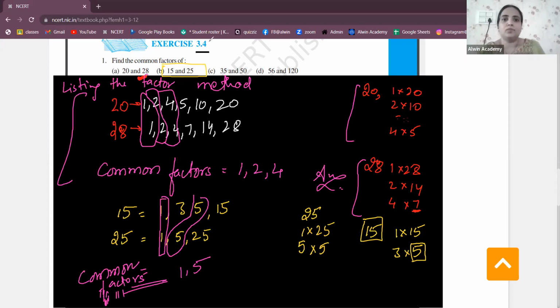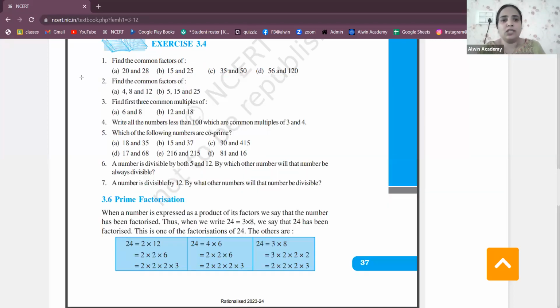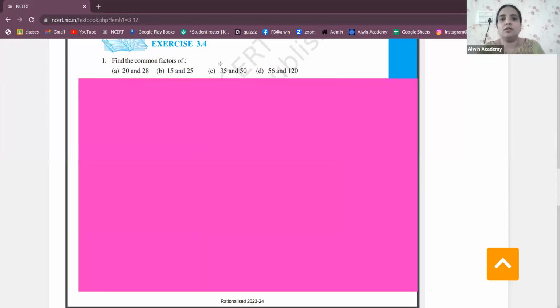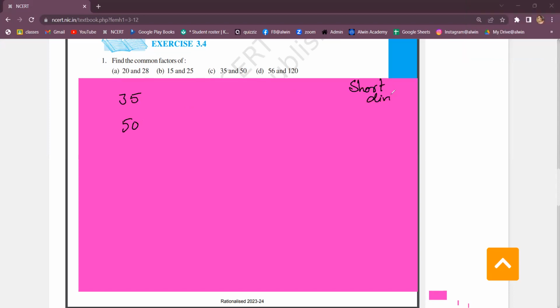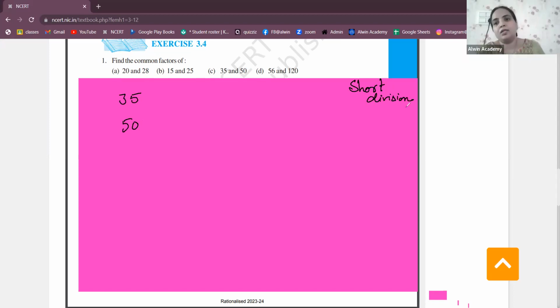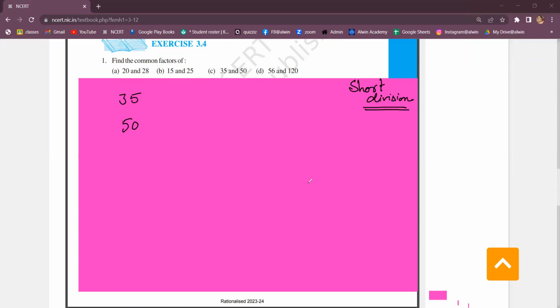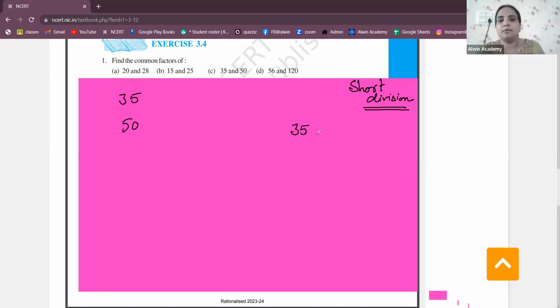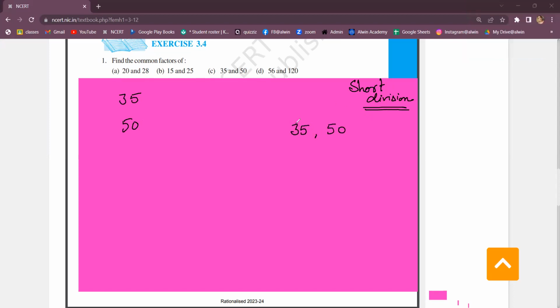Okay. Chalo. Now the next question, finding the common factors of 35 and 50, we are doing, but with a different method, that is short division method. So this is another method that I am teaching you, that is short division method. How do you do that? 35 you write, 50 you write, right beta?